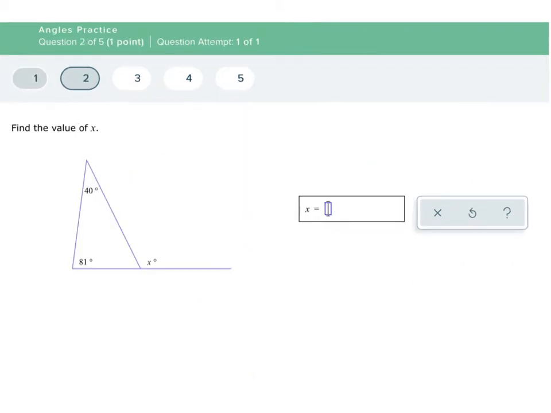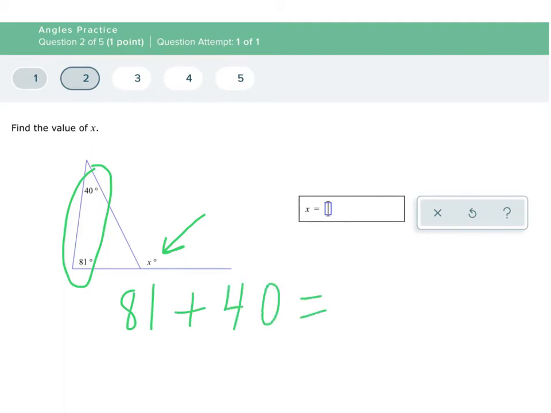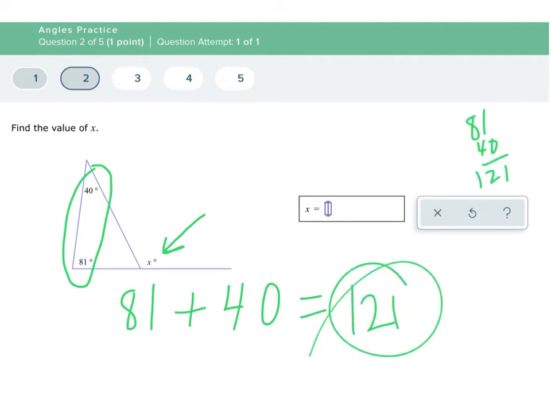Here's another example problem. This time we're looking for the exterior angle. To get the exterior angle, you would just add the two existing angles together, and that would give us that exterior angle. So we would get 121. So exterior angles are equivalent to the sum of the two remote interior angles.